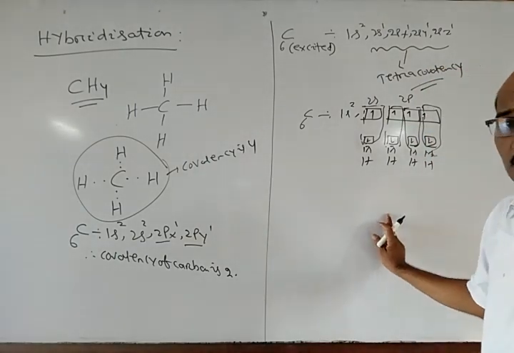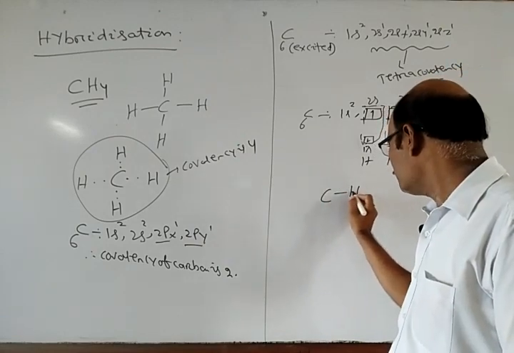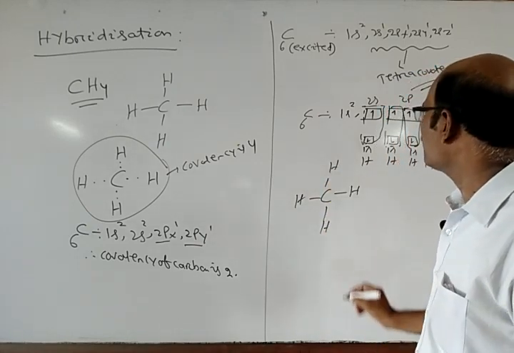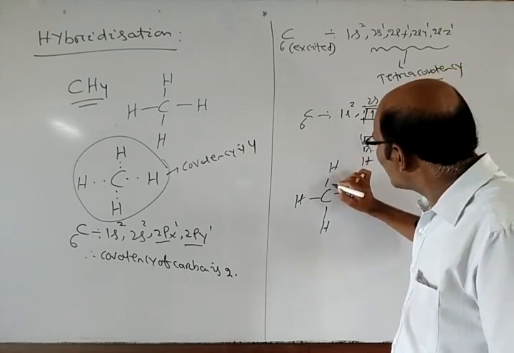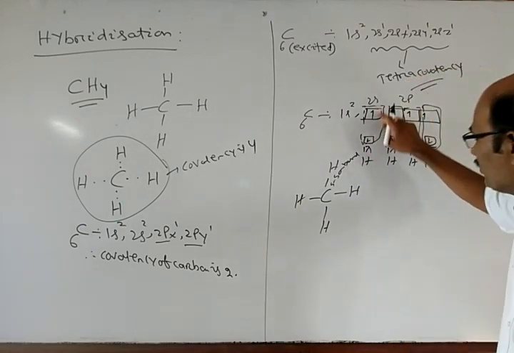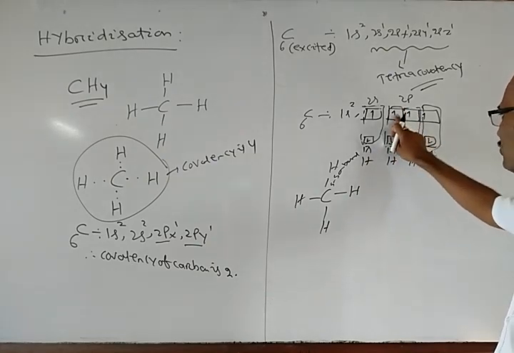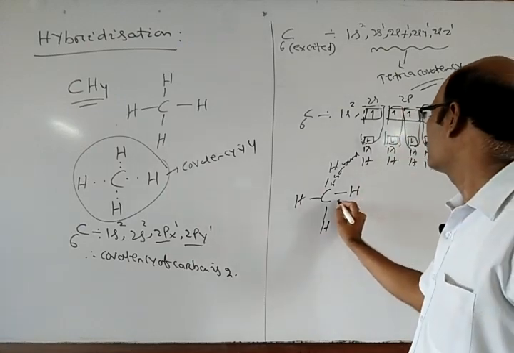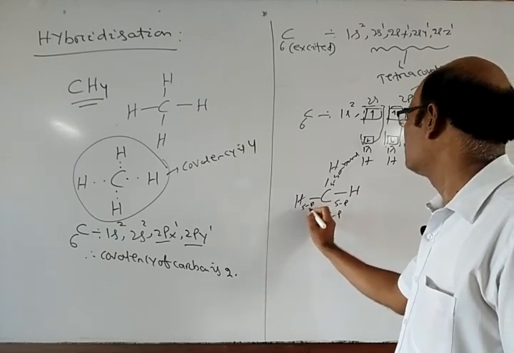But again, there is another question. When I am taking this CH4, one is an s-s sigma bond, and the other three are s-p sigma bonds, that is, the 2p orbitals with the 1s of the hydrogens. So sp sigma bond, sp sigma bond, sp sigma bond.